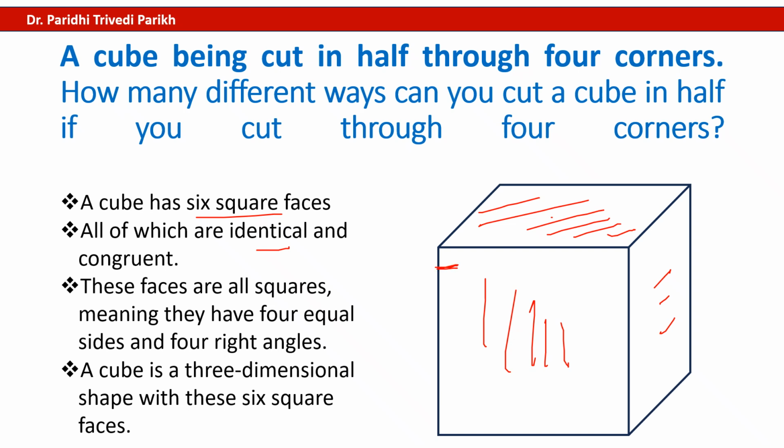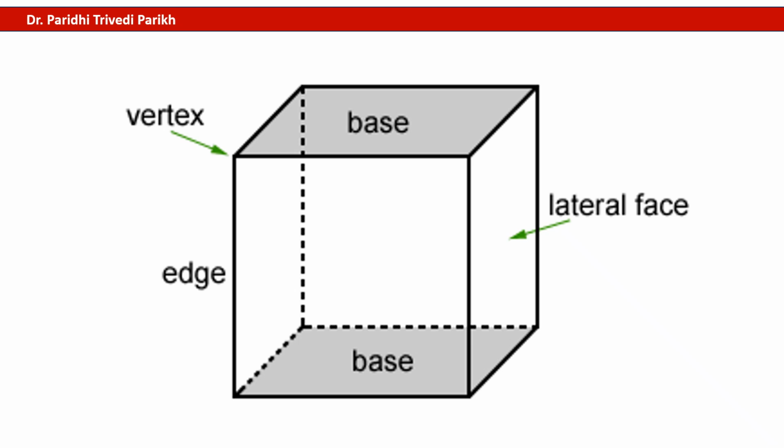These are right corners for this particular face, and these sides are equal. Similarly, this face is congruent with every other face, so all the sides are the same. We call them edges in terms of a 3D figure, so all edges would be the same. A cube is a 3-dimensional shape with 6 square faces. Let's understand it in an even better way. So this is a cube. Base, lateral face, edge and vertex. These are the 4 vocabulary words that one should know.